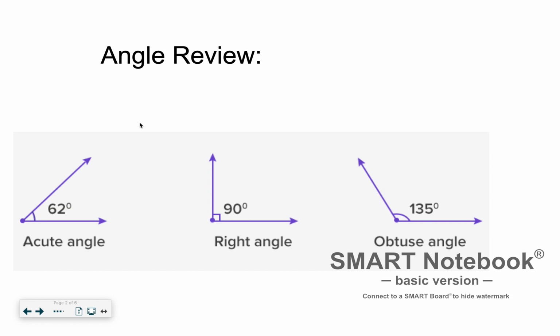And then we have our right angle, which is our perfect L. I know this is probably the best one, and this is the one we're working with today. We're looking for lines that make right angles today, and that measures perfectly at 90 degrees. And then an obtuse angle is an angle that measures greater than 90 degrees, and the example shown is 135 degrees, so that's way bigger than 90 degrees. But today our main focus is our right angle.